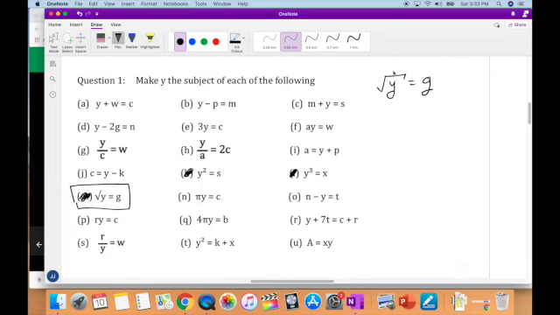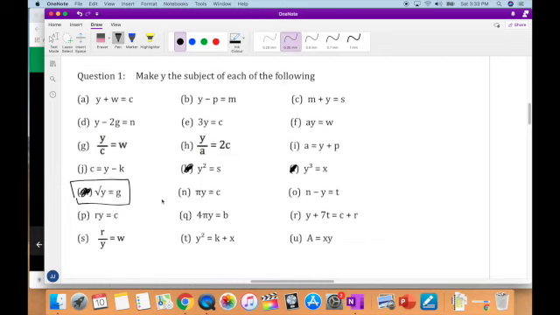Transpose the square root and then take the square. Y is equal to g squared. Shazay and Caitlin, you okay with that? Yes. Alright, very nice. Okay, good.